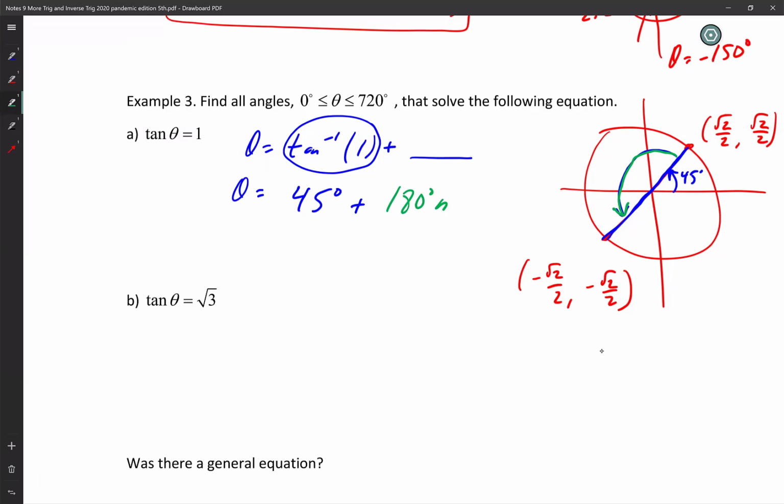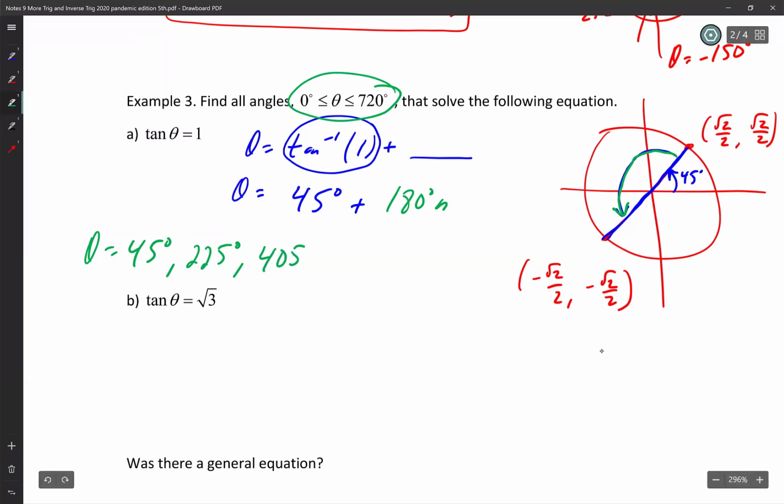And I can just keep adding 180 over and over again to get all my answers. So since I want all my answers between 0 and 720, I can just keep adding 180. That's it, guys. So look, 45 plus 180, that's 225. So here are my answers. Theta equals 45 degrees, comma, if I add 180, I get 225, comma, if I add another 180, I get 405, comma, if I add another 180, I get 585. If I add another 180, I get 765, and no bueno. I don't want anything bigger than 720.